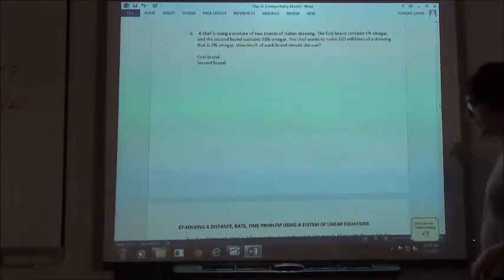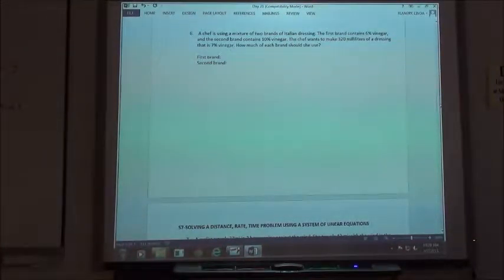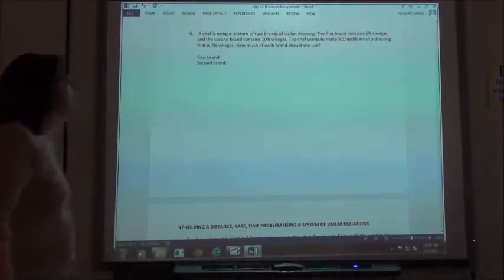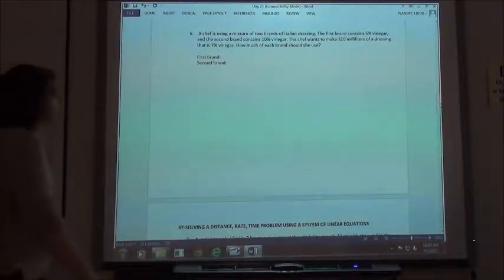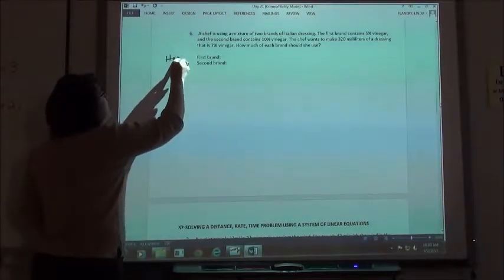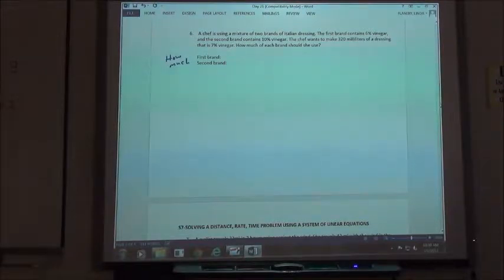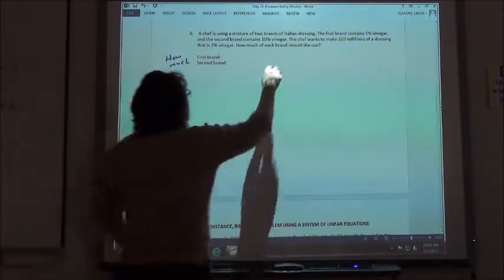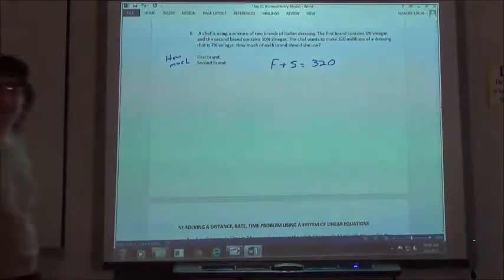All right, number 6, same kind of thing. A chef is using a mixture of 2 brands of Italian dressing. The first brand contains 6% vinegar. The second brand contains 10% vinegar. The chef wants to make 320 milliliters of a dressing that is 7% vinegar. How much of each brand should we use? So our first equation is going to be F plus S equals 320. F plus S equals the 320 milliliters we had all together, right?